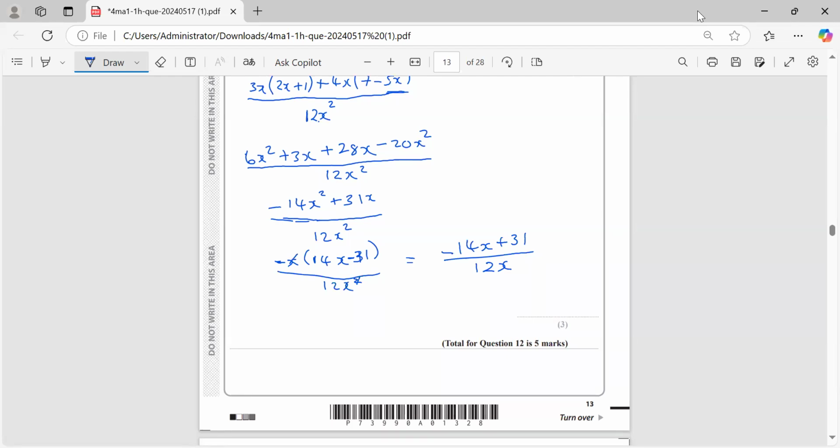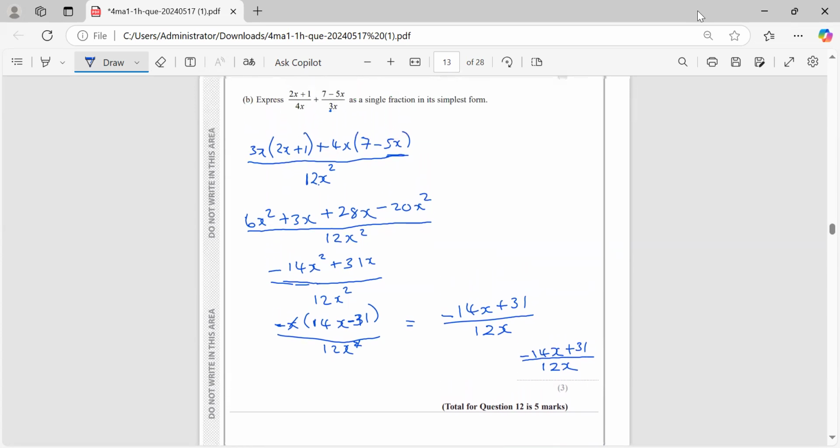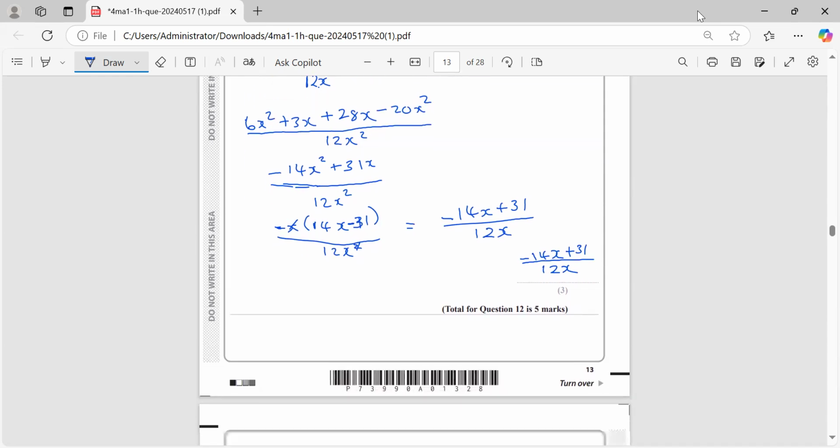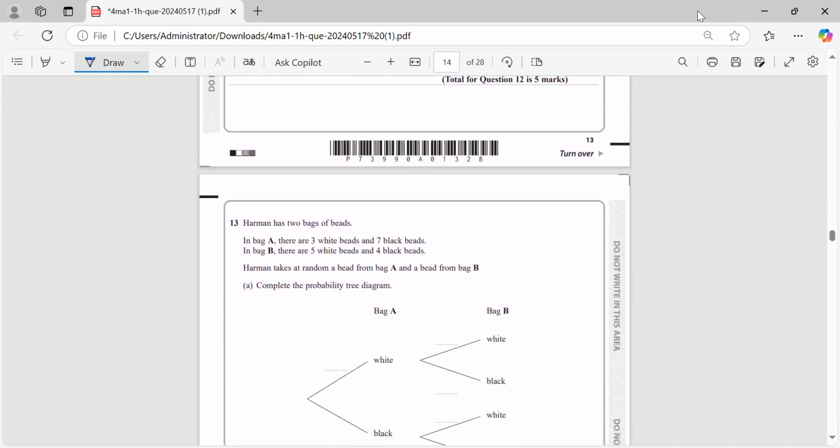This is your answer. So minus 14x plus 31 all over 12x. This is your final answer, all right? So this is how you solve this problem over there. The first thing that you have to do, you have to come up with the common denominator, which was 12x squared, and then you now use that common denominator to solve the rest of the problem. All right. Okay. Let's move on to the next question.